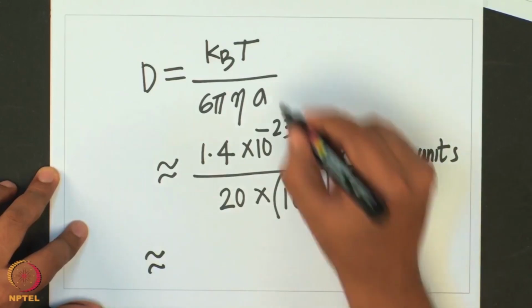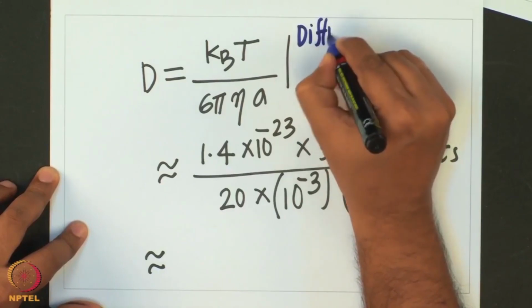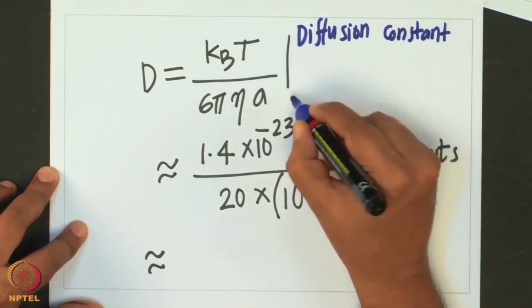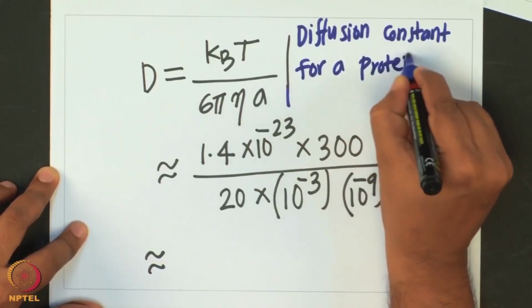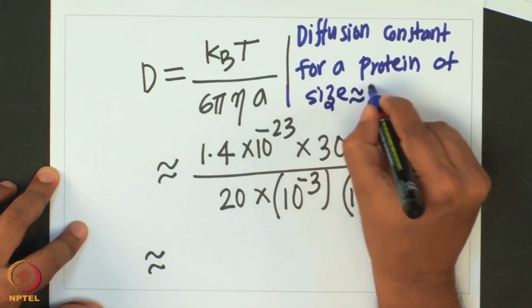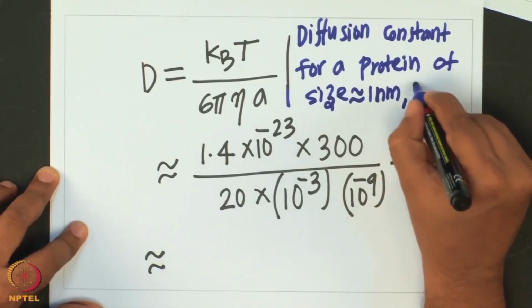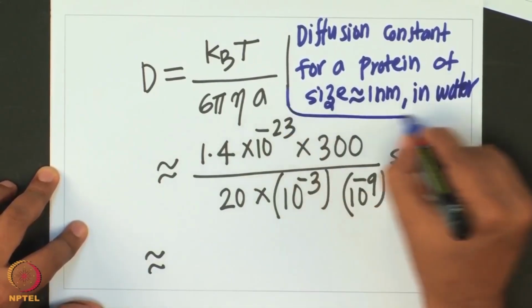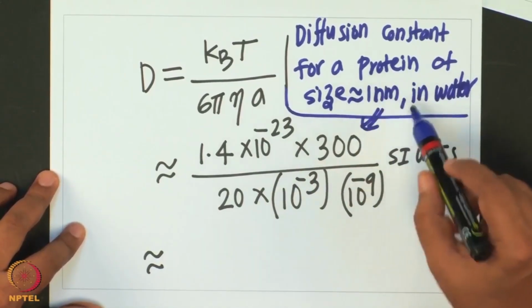So this is the diffusion constant. What are we calculating? We are calculating the diffusion constant for a protein of size, that is radius, 1 nanometer in water. That is what we are calculating here.